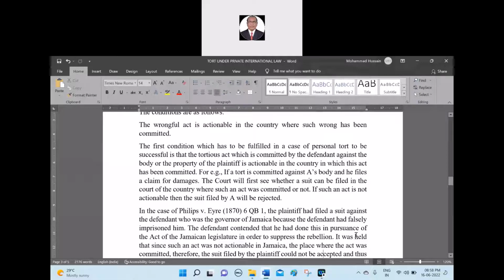So when such a thing happened there, it was held that since such an act was not actionable in Jamaica, because he had a right to imprison, such an act does not amount to false imprisonment. The place where the act was committed was Jamaica, during a rebellion, and the plaintiff is a foreign national. When the act was committed over there, he was imprisoned because the legislation in Jamaica allowed imprisonment for the rebellion, and he did it.